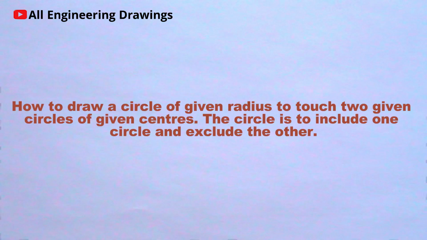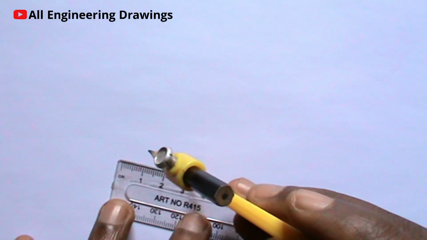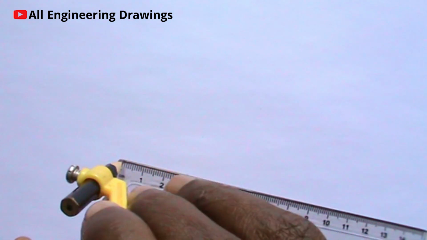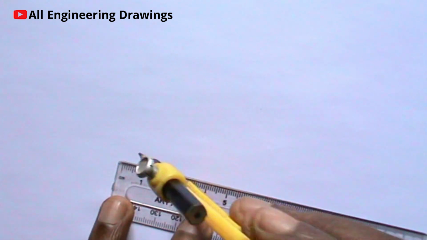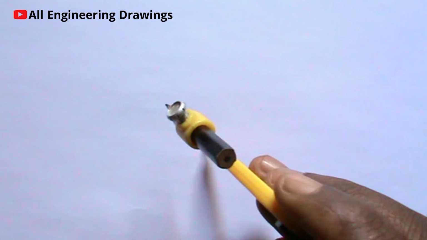In this video, I will be showing you how to draw a circle of given radius to touch two given circles of given centers. The circle is to include one circle and exclude the other. To draw a circle, you are to use your compass to take the required radius from your ruler this way. Then you are to now draw your circle.